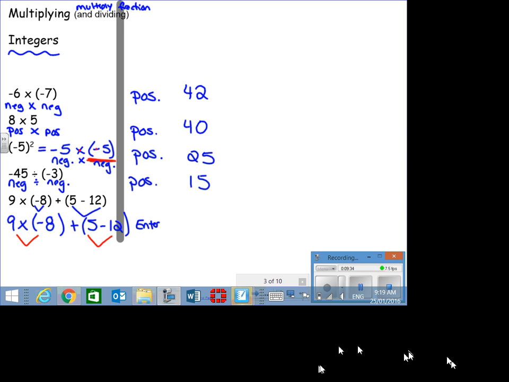So if I did, I'm going to wind up having -72 for the 9 times -8, and I'm going to wind up with -7 for the 5 minus 12. And when I put those two together, when you guys push enter, you should get -79. Okay, so please double check that you can get that same answer, even check all of them. You can get the same answers with your calculator just as you can without.